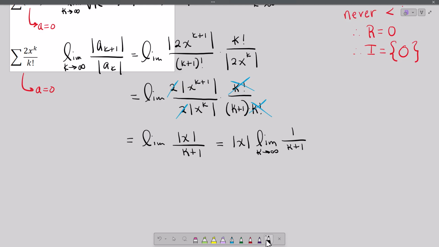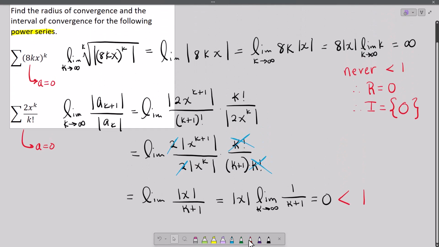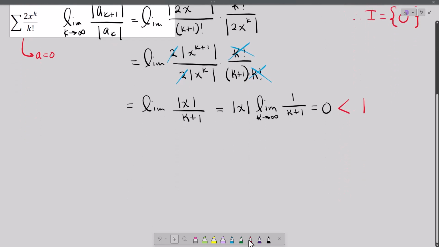And this limit is 0. The denominator is going to infinity, so the fractions go to 0. Everyone agree? We're going to see it as 0. And then we ask ourselves, root ratio, geometric series, when is it less than 1? Always. So up here, less than 1, never. If it's never less than 1, the only convergence is at the center. Here, this less than 1 is always, right? That's always true, always, factorial.